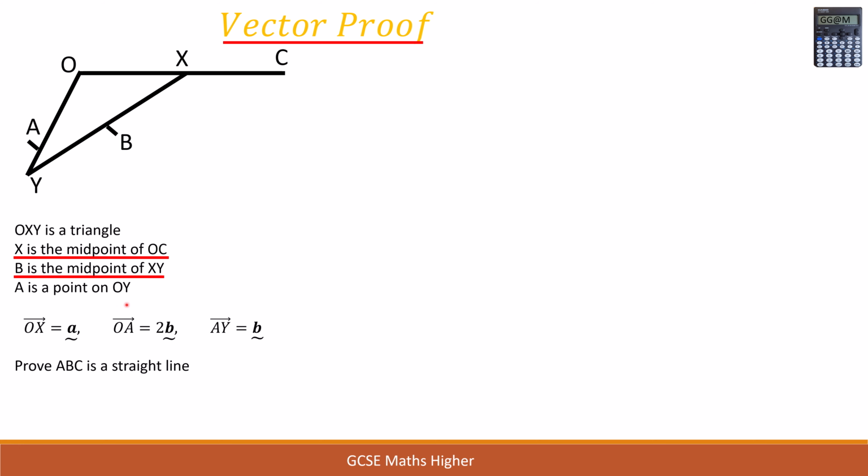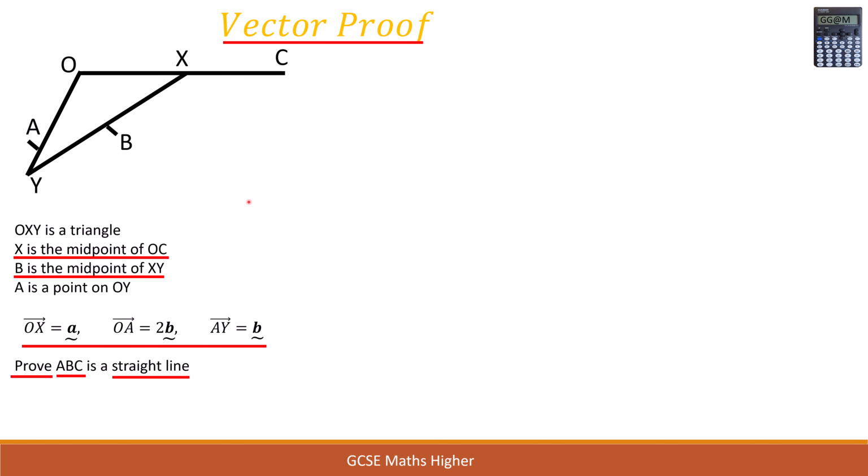You're told A is a point on the line OY. Again, you can see this from the diagram, my point A is here. You're told that O to X is equal to little a, O to A is equivalent to 2b, A to Y is equal to b, and you've got to prove that the points A, B and C all form a straight line. That's what you're asked to do. So pause the video, copy out the diagram for me.